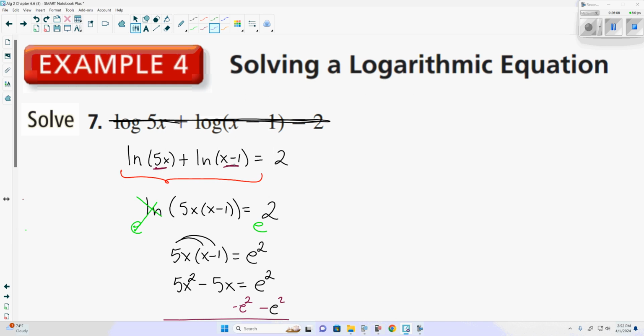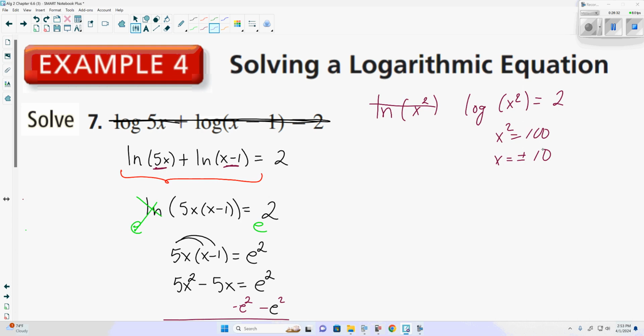We plug the value of x back in and check it. It doesn't mean it's not always true, because if it would just say log of x squared, well, let's not use ln, let's say log of x squared is equal to 2. We go through and solve this here. It'd be x squared is equal to 100. x is equal to positive or negative 10.